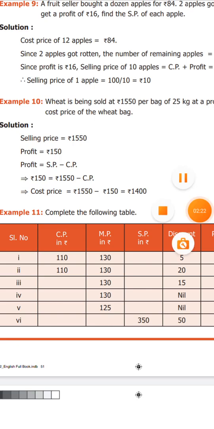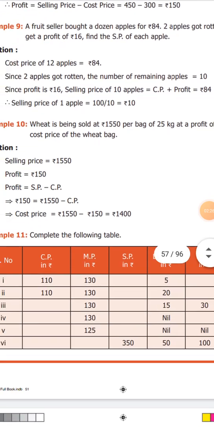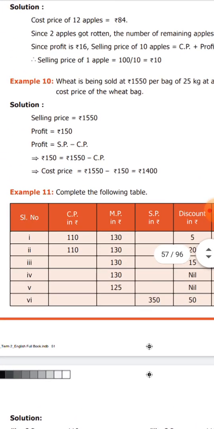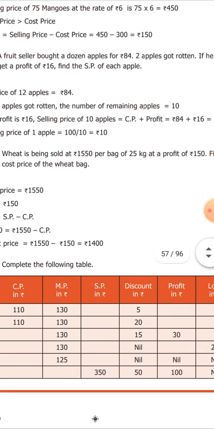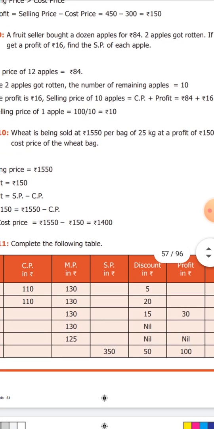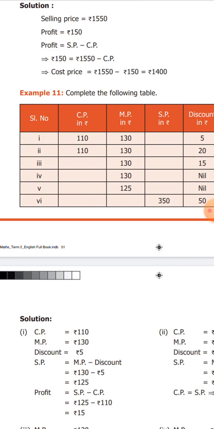Okay, and then CP we know, the cost price, SP we know, the selling price, and then discount, profit, loss. So the first one: CP given, MP given, SP we have to find out, discount given, profit or loss we have to find out. I write CP is equal to 110, MP is equal to 130, discount is equal to 5. I want to find the SP value, the selling price.